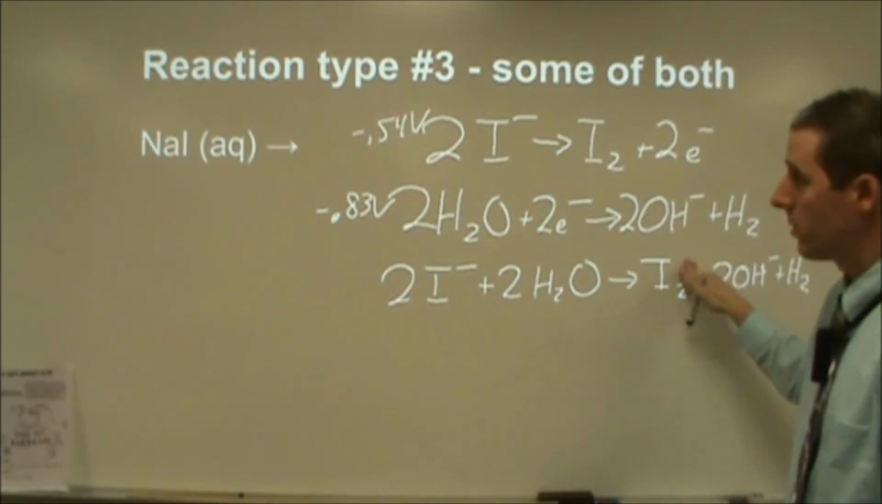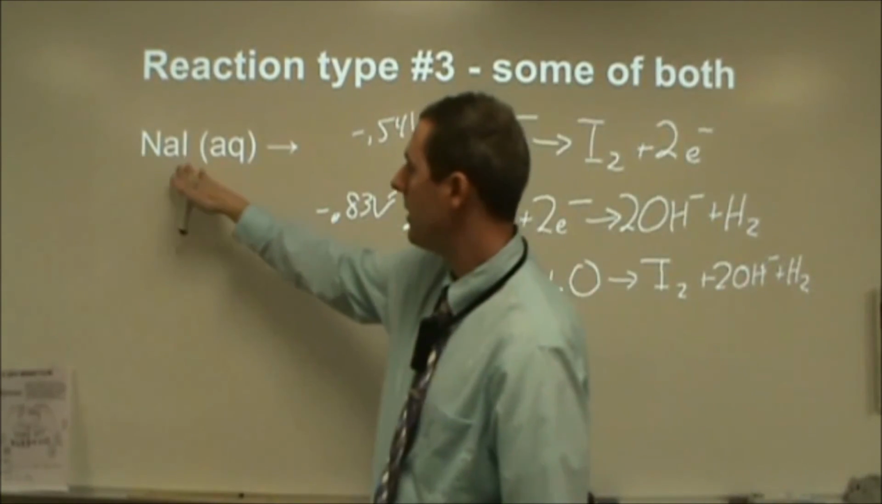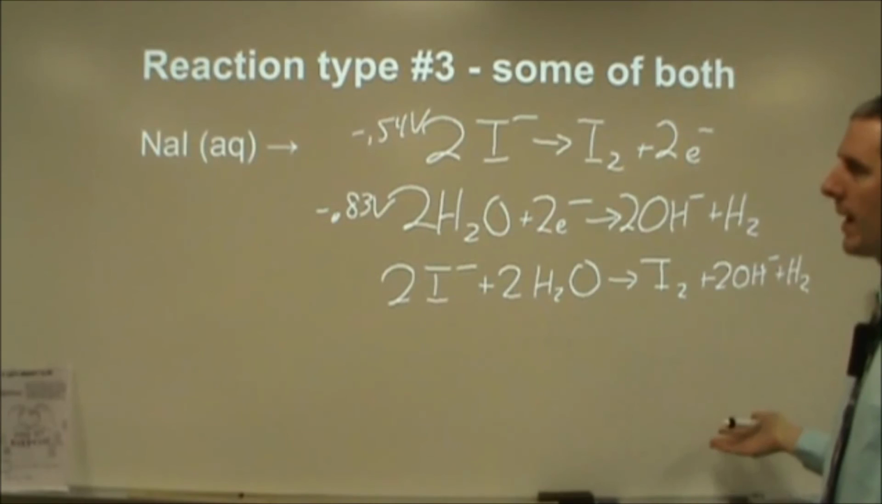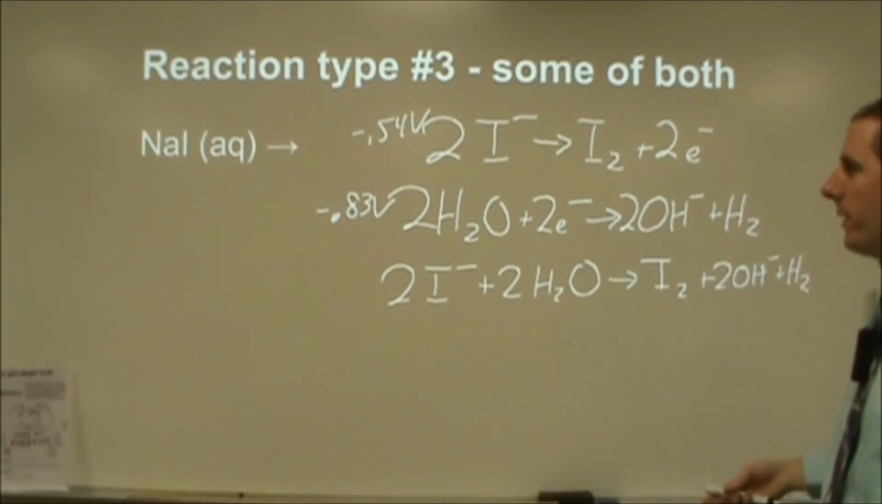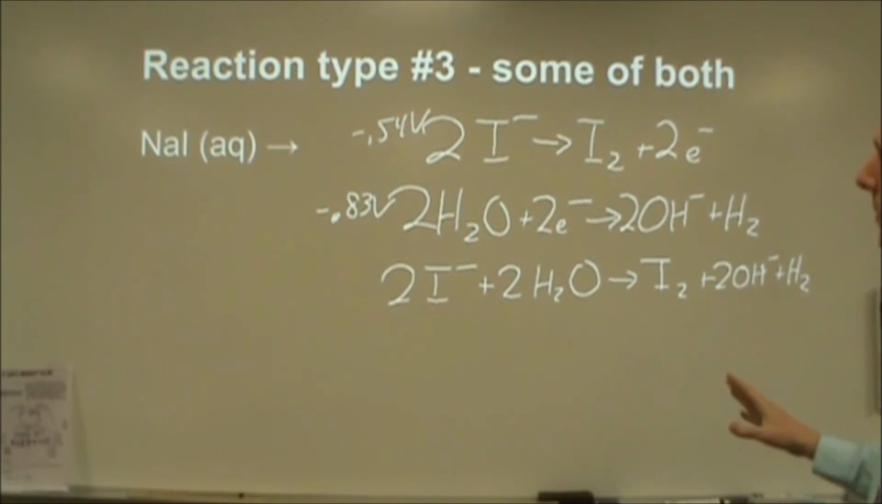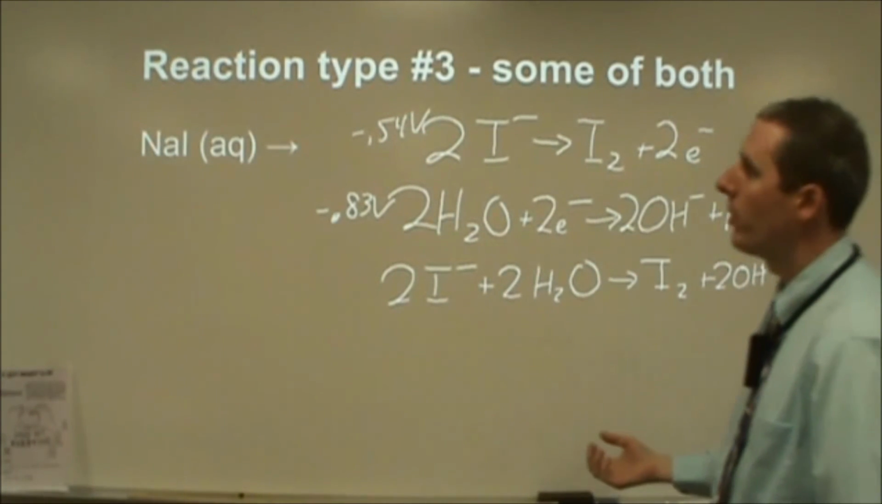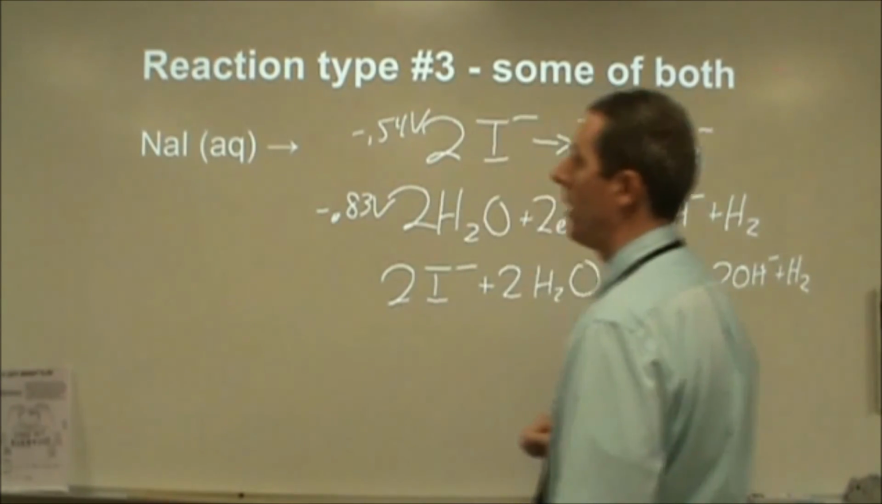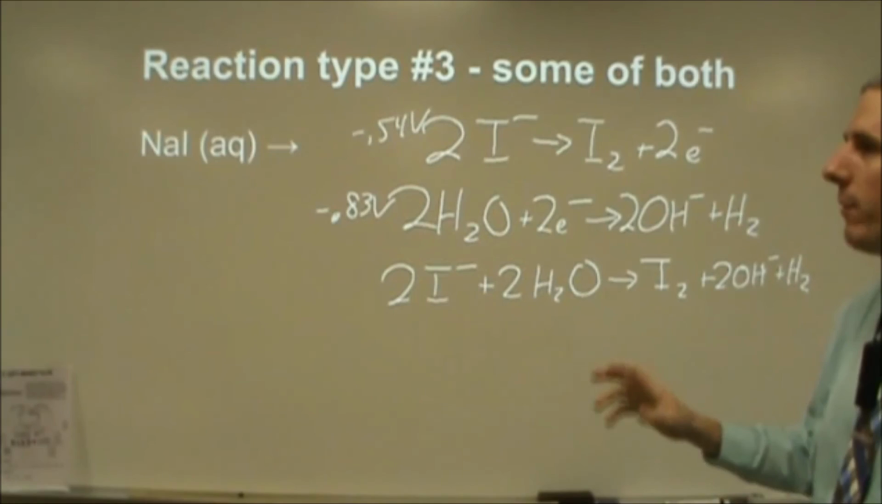Now if I didn't do this in water, if I just had sodium iodide that was molten, then I would end up producing sodium metal and iodine on the other end of that. Okay? So those are the three different ways you're going to experience some electrolysis reaction, and you're either going to have the salt component oxidize and reduce, or you're going to have the water oxidized and reduced, or you're going to have one from each.